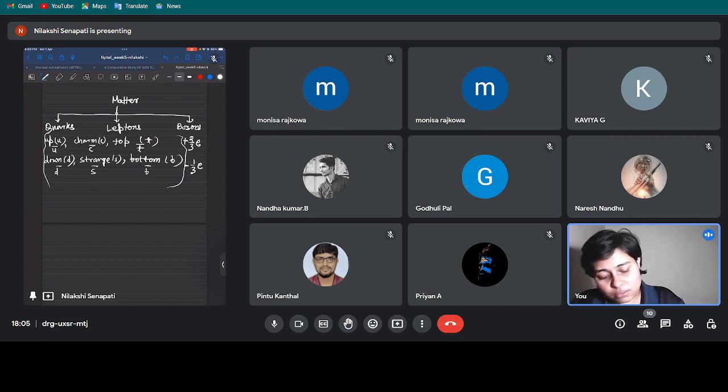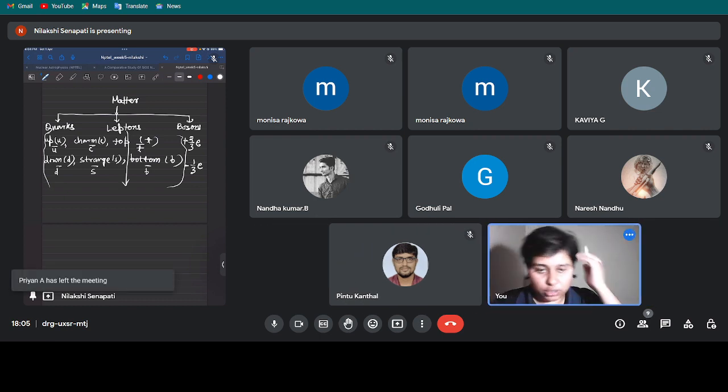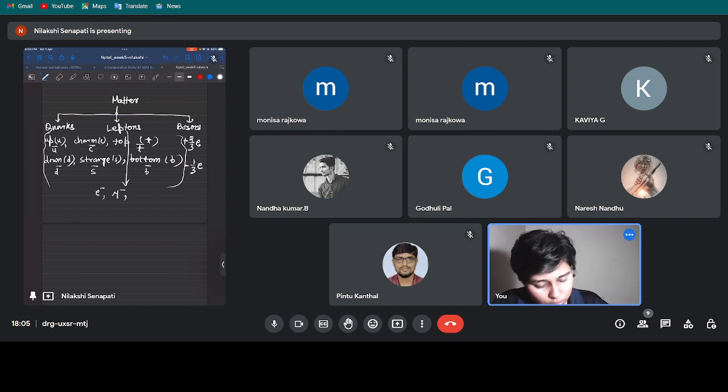Then there come the leptons. Leptons are again 12. First are the electron, muon, and tau. These are the particles with the negative sign, and they have antiparticles: the positive electron, which is called positron, then the positive muon and positive tau.